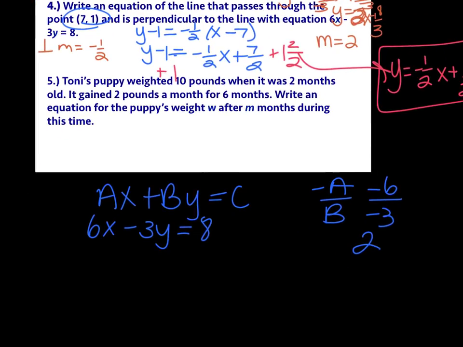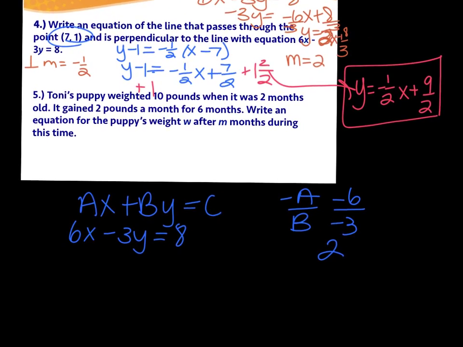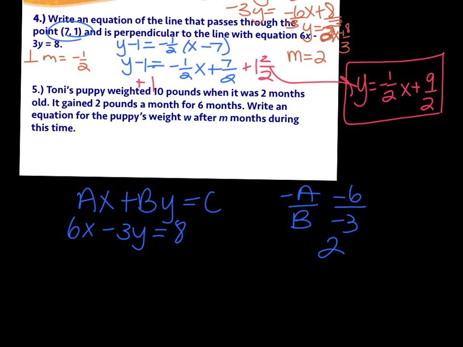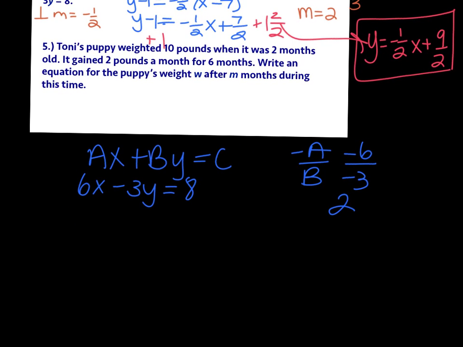Okay, and then the last one says, Tony's puppy weighed 10 pounds when it was 2 months old. It gained 2 pounds a month for 6 months. Write an equation for the puppy's weight, W, after m months during this time. There's a lot of different ways you could do this, but if you want the visual, you could say that this puppy started at 10 at month 0, or sorry, month 2. So at month 2, it was 10 pounds, okay?